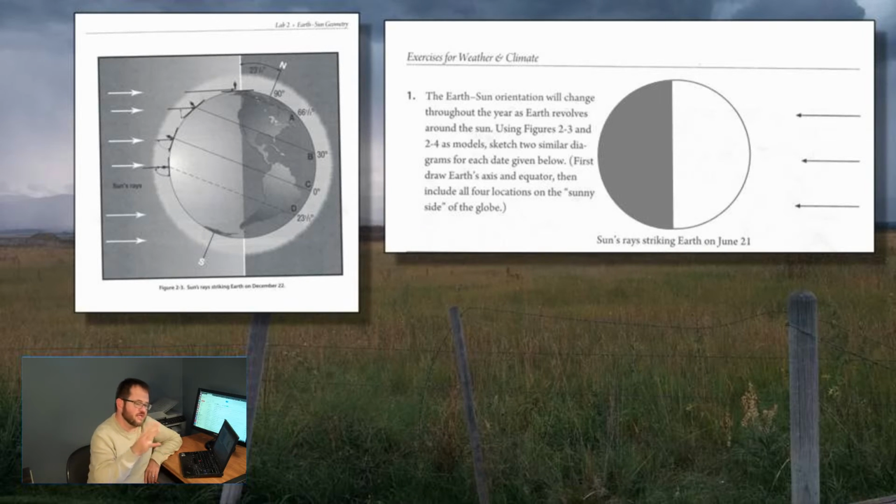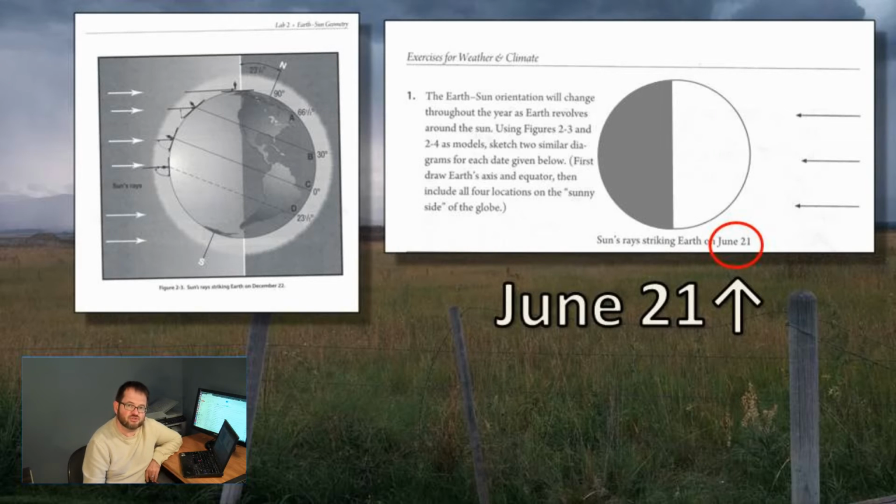Okay, so once you have a dark side and a light side like that, notice the date to which this is supposed to refer. Every one of these problems is going to be referring to what the configuration of the Earth-Sun geometry is on a particular day. In this case, it says June 21st. This next step, which it does say in the instructions, is to draw the axis of the Earth. Now, I'm going to tell you that there are three different ways the axis can be on these problems.